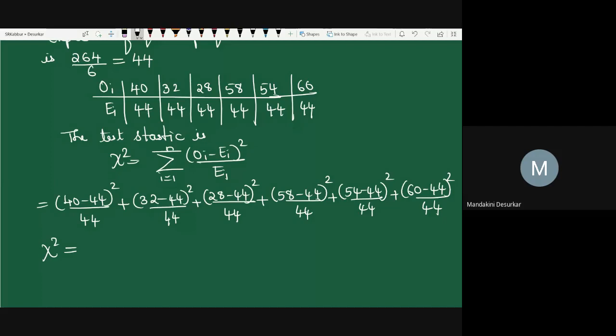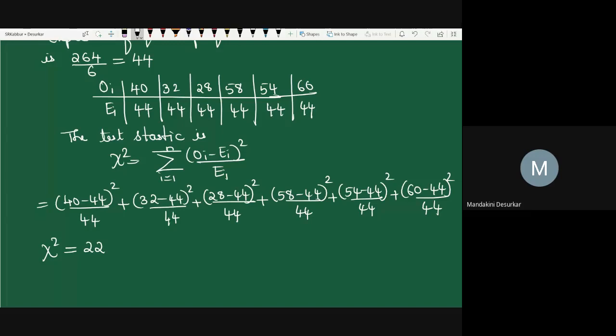What is the answer? Can you tell me? Hello? What is the total answer? It is 22 as per my calculation.